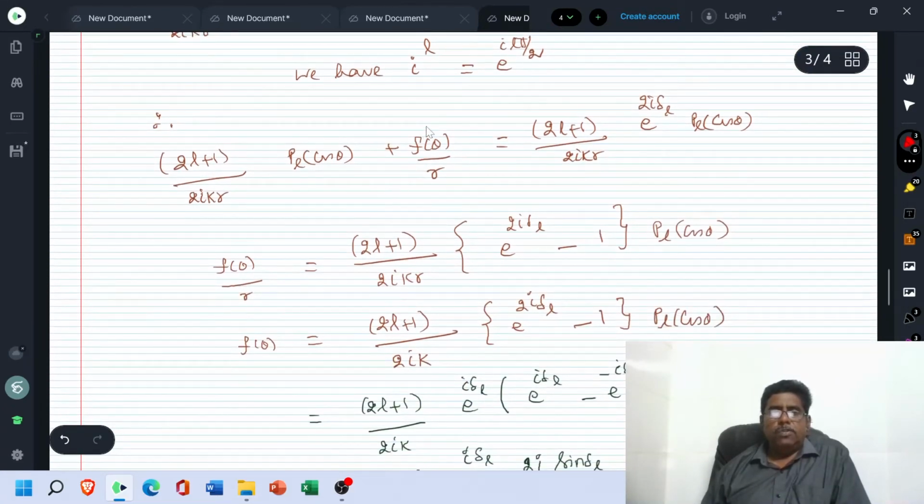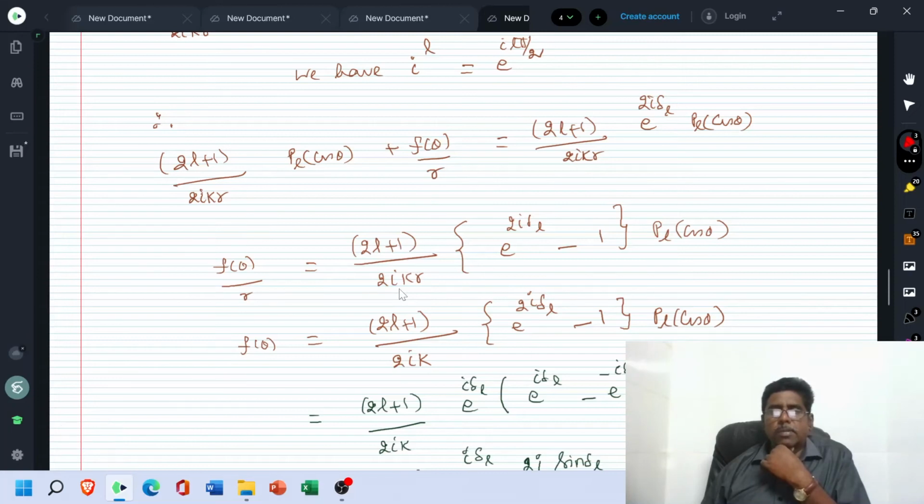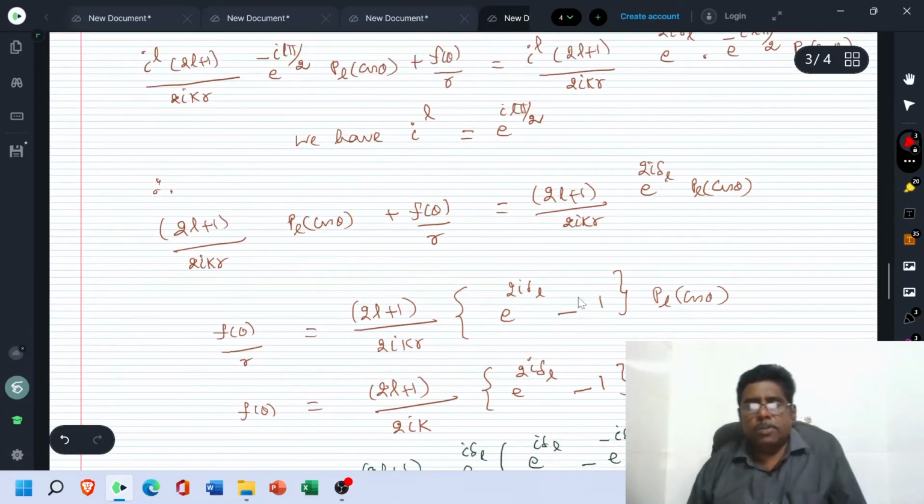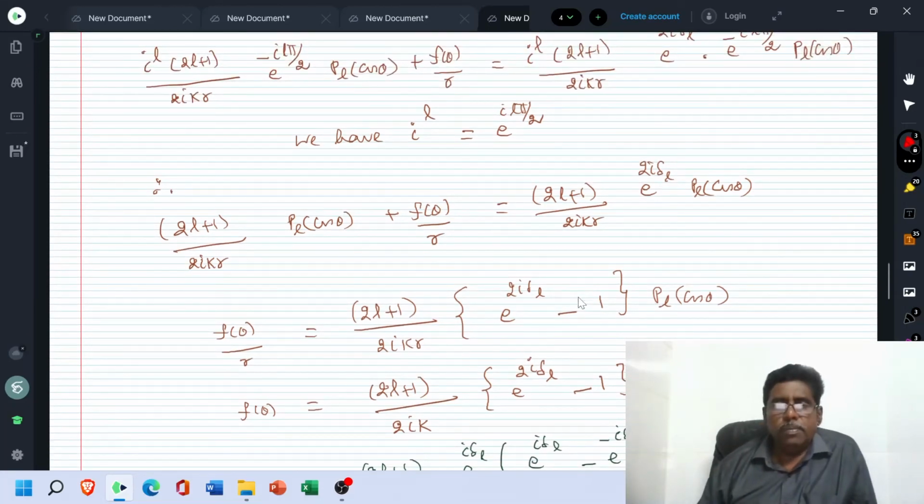Our aim is to find out the value of f(θ)/r. f(θ)/r is this term minus this term: (2l+1)/(2ikr). Take out this term as a common one: (e^(2iδ_l) - 1) into P_l(cos θ). Actually, this is in this form.